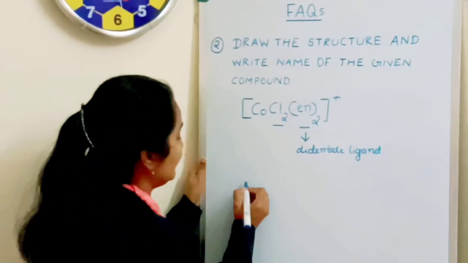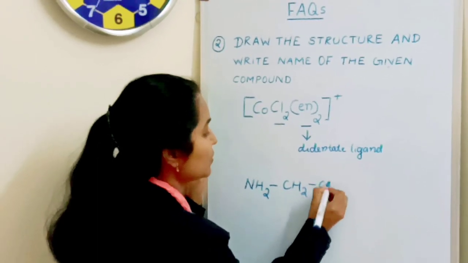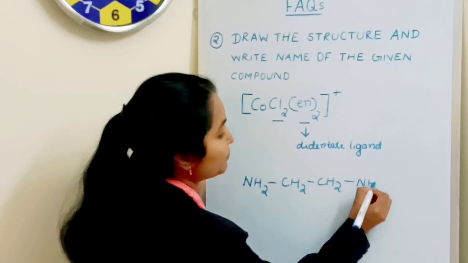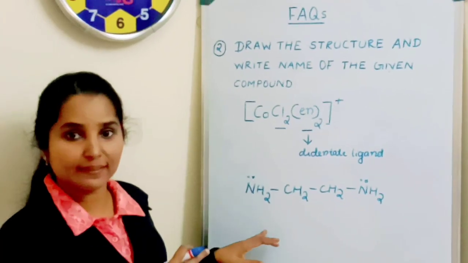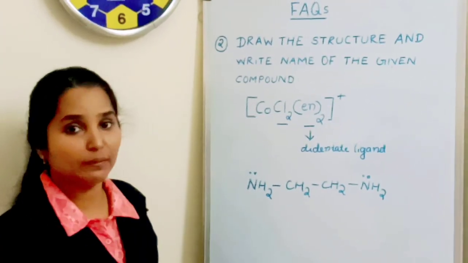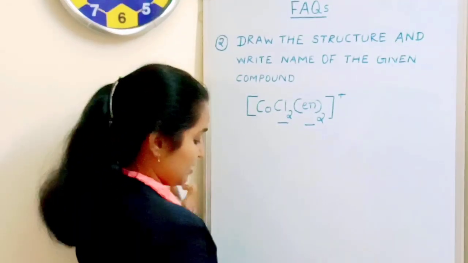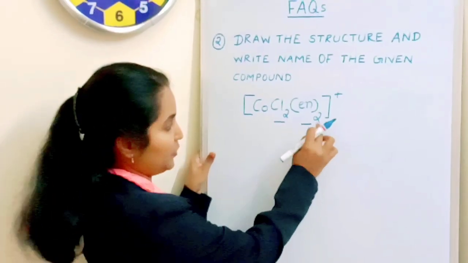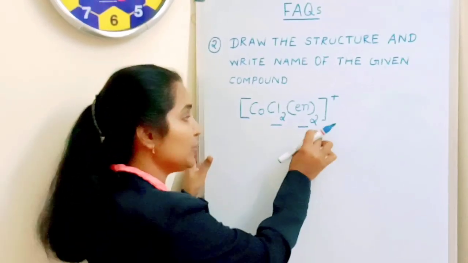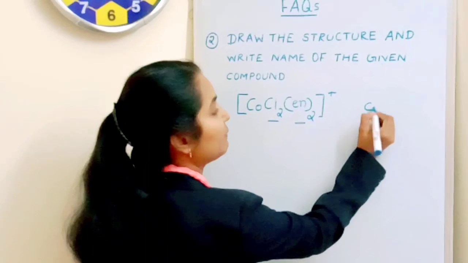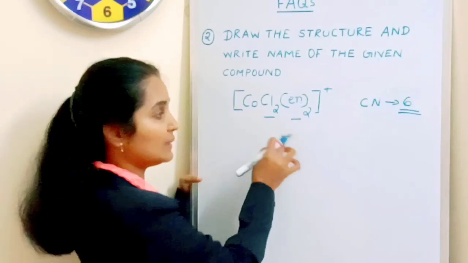Let's see the structure of ethane-1,2-diamine, which we have already explained: H2N-CH2-CH2-NH2. So we have 2 donor atoms in the same ligand, and we have to consider that when we find the coordination number. So this is a didentate ligand, and what will be the coordination number? In one en there are 2 donor atoms, so 2 into 2 is 4. 4 plus 2 Cl gives coordination number 6. Here we have coordination number 6.